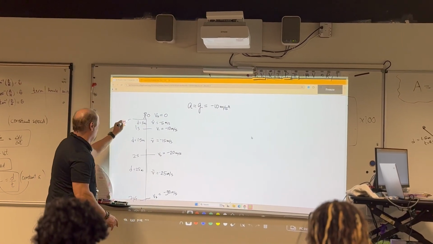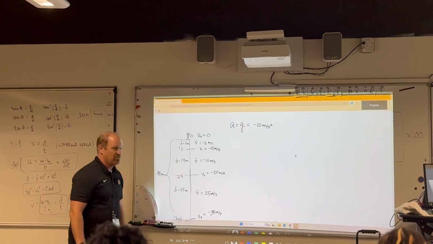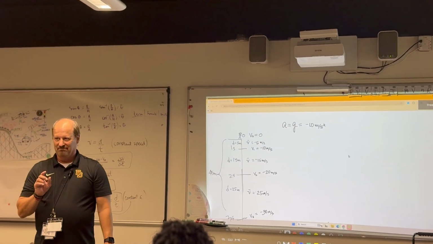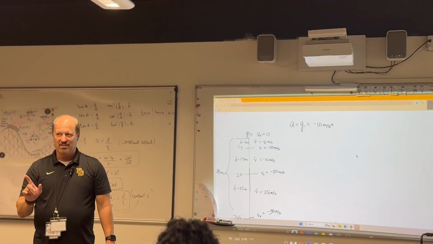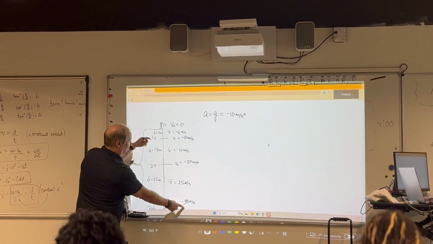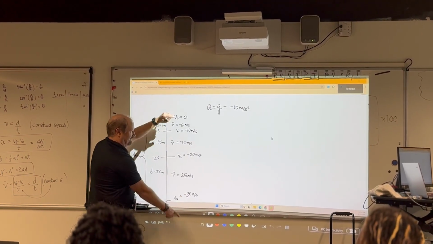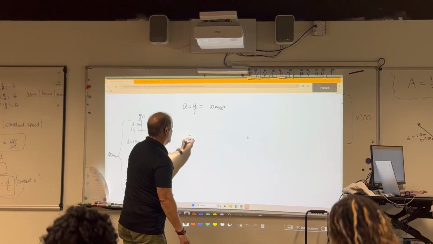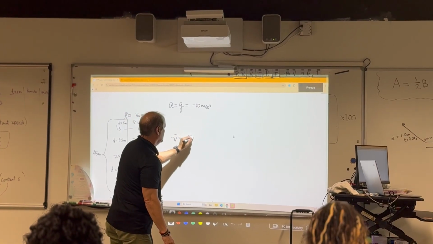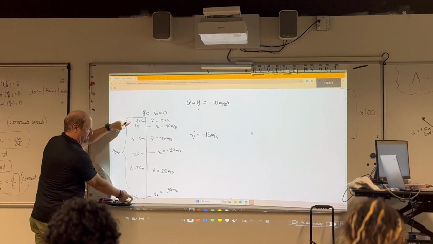45 meters. So the whole distance it fell in 3 seconds is 45 meters. Okay, you ready? 45 meters over 3 seconds. Correct. Watch this. What's the average velocity between here and here? 15. So the average for the total is negative 15 meters per second. And how many seconds does it fall? 3.